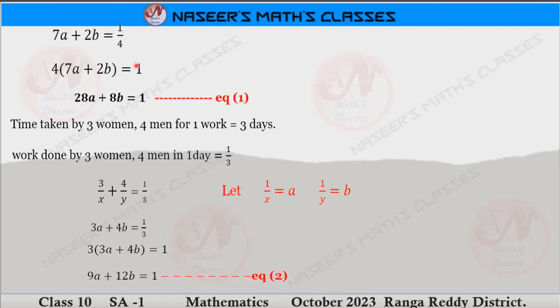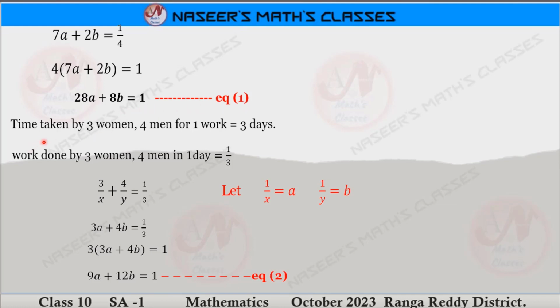Now transpose 4 from the denominator to the LHS, then we can write it as 4 times 7a plus 2b is equal to 1. By applying the distributive law, we can write 4 times 7 is 28a plus 4 into 2b is 8b is equal to 1. Let this one be equation 1.